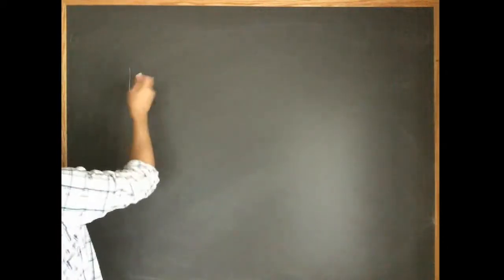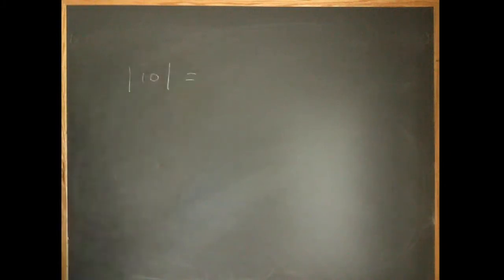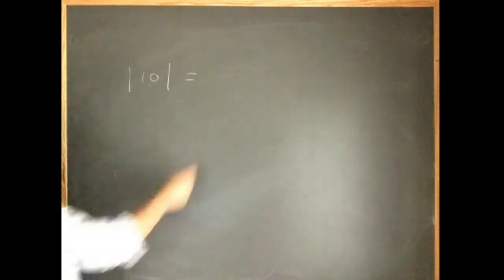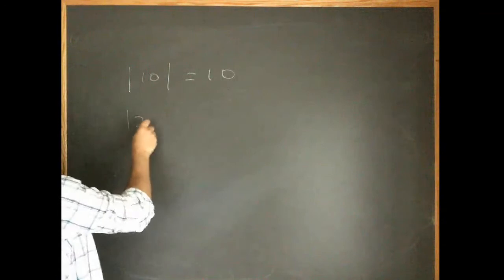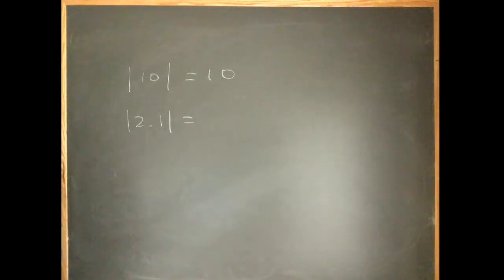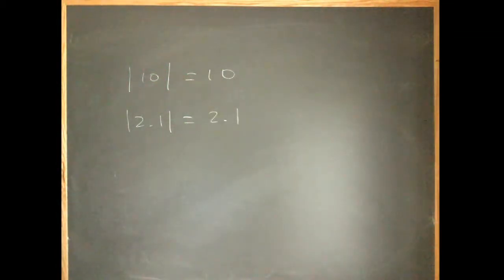So I'm going to ask you a couple of examples here. What's the absolute value of 10? Just chime in the chat if you know the answer. Absolute value of 10 is just what? It's just 10. And that's because 10 is positive. If I had 2.1, the absolute value would just be 2.1. Anytime something's positive, the absolute value just gives you back that number.